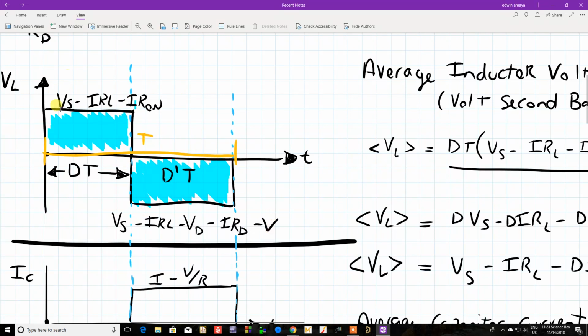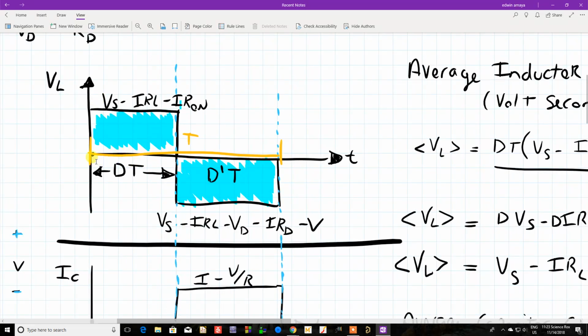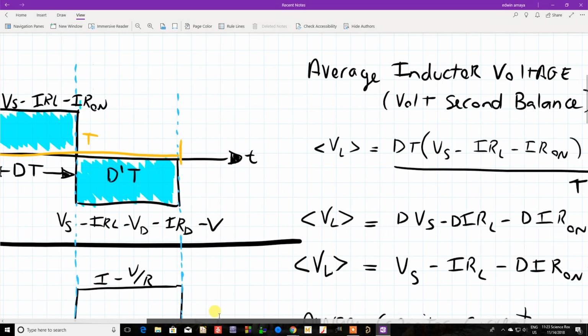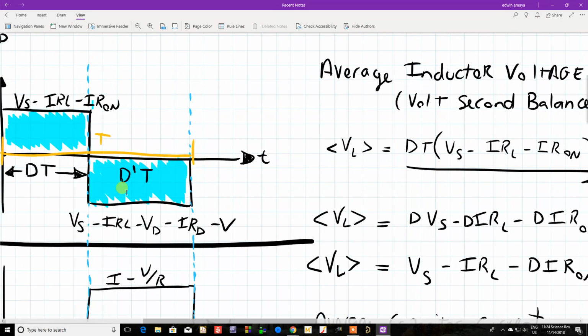So we're going to find the formula for the average inductor voltage, which is nothing more than the area of this curve, which is basically this rectangle, plus the area of this rectangle, all divided by your period, T. So that looks like this, right? Well, what's the area of this rectangle? Here's the width, DT, and the height is up here, which is Vs minus IRL minus IR on. So we multiply those two to get that first area. Then we add the area of this rectangle, which is D prime T multiplied by its height, which is this.